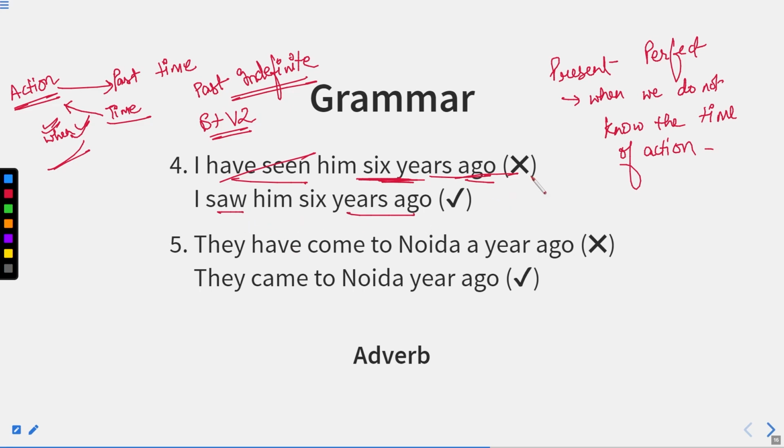This is correct. They have come to Noida a year ago. Now, when did it happen? A year ago. So, of course, have come should be replaced with came, because this is present perfect tense, which should not be used when we know the time of action, which was in the past. Therefore, we have to use came, that is past indefinite tense, the verb second form. So, this is how we can write ago. In simple sense, ago is generally used in past tense, not present perfect tense.